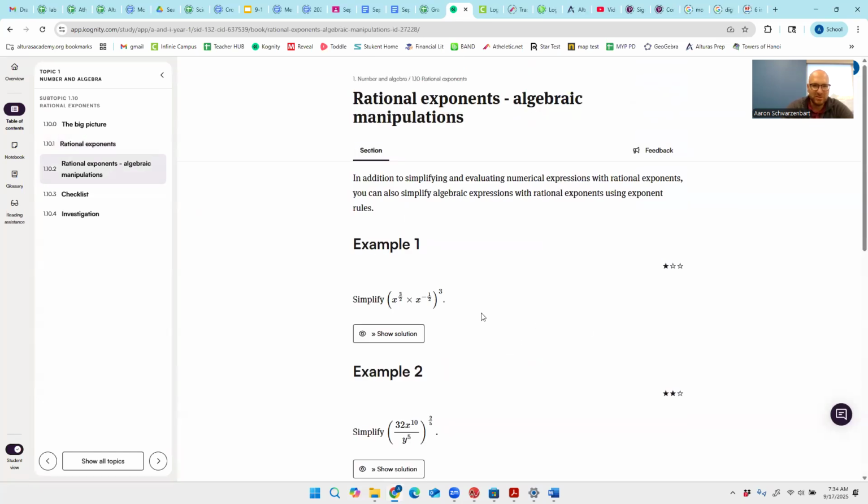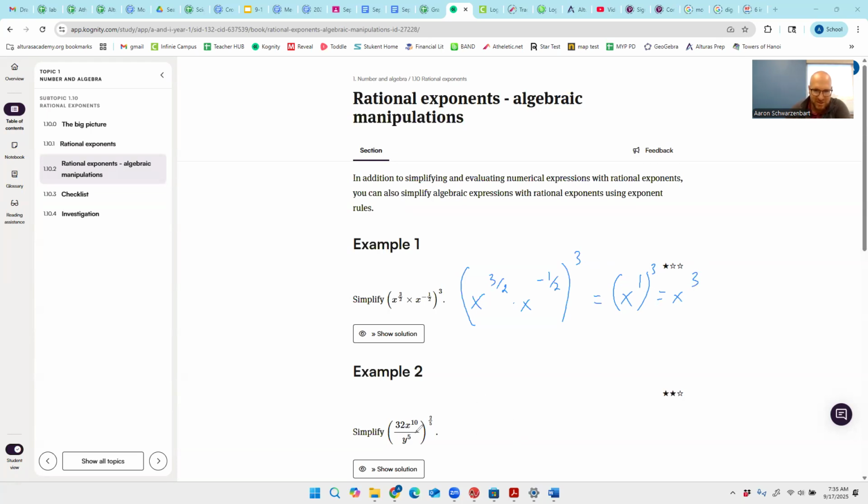Okay, so simplifying some of these with rational exponents. Simplify this. So those are multiplied inside. I'm going to combine the insides first because they're nice and easy to combine. 3 over 2, negative 1 over 2 is 1. 3 halves plus 1 half, I add those exponents. And then I take that to the third, x to the third.